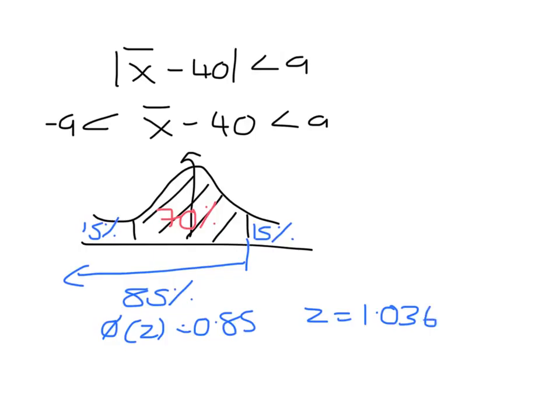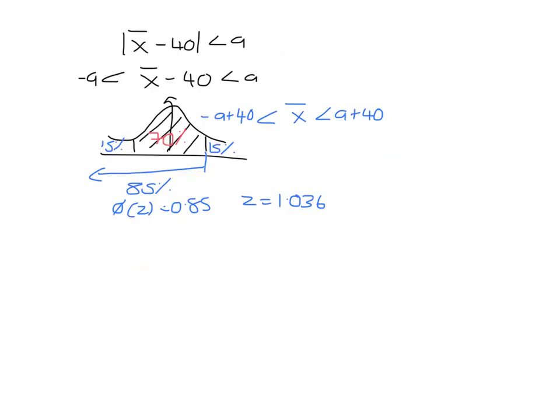And going to the table, I get a z value of 1.036. Now before I go any further, we need to go up to the top and consider very carefully what we're dealing with here. In the middle I have x bar minus 40, but my curve is based around x bar. So if I add 40 to both sides, I'm trying to find my value a.